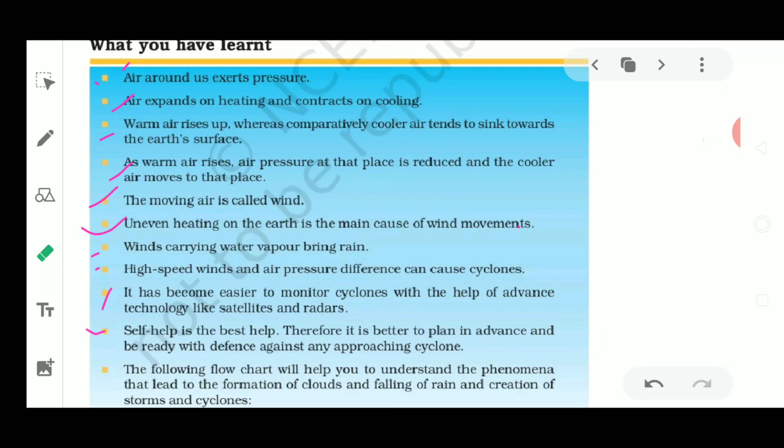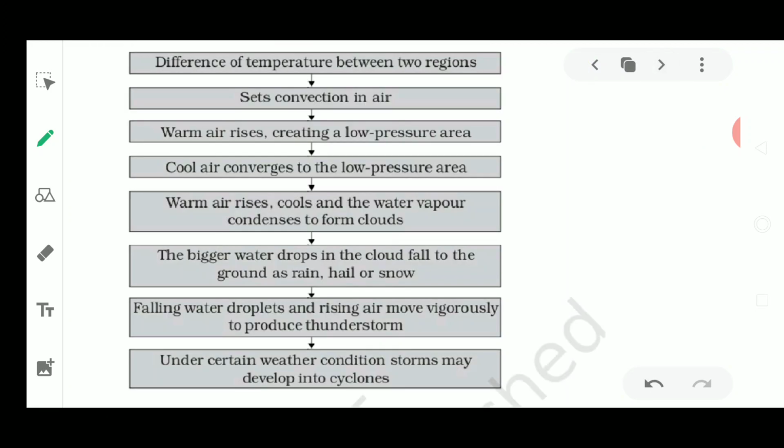Next is following the flow chart. Following the flow chart will help us understand the phenomenon which leads to the formation of clouds, and then the following rainfall and creation of cyclones and storms. Okay, now the next part is the flow chart which is given in your book, which is going to tell you how these winds and cyclones are formed. Fine. Then this chart is showing the formation of cyclones, how these cyclones are formed.